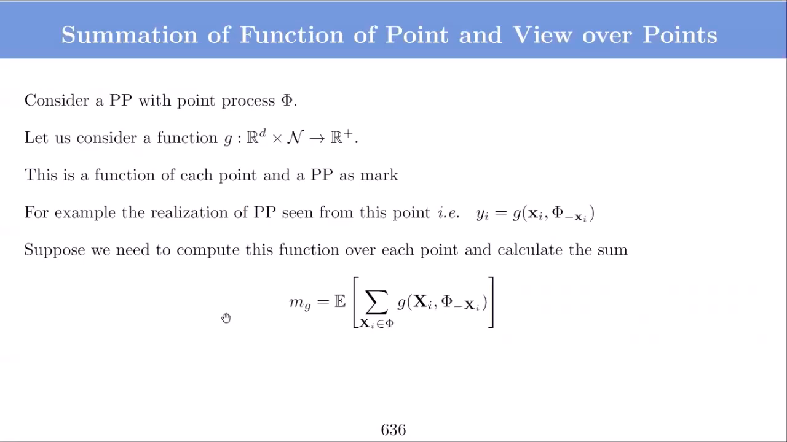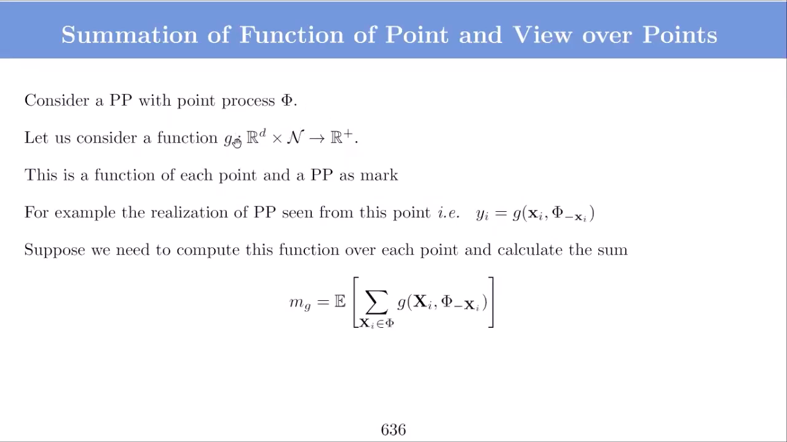So now we will talk about summation of a function of a point and the view over points. Consider a point process phi, and let us consider a function g, which is a function of the point location and the point's view. If you look at the view from the point, it is itself a point process. So if you take a collection of that, suppose the set N includes all such configurations.